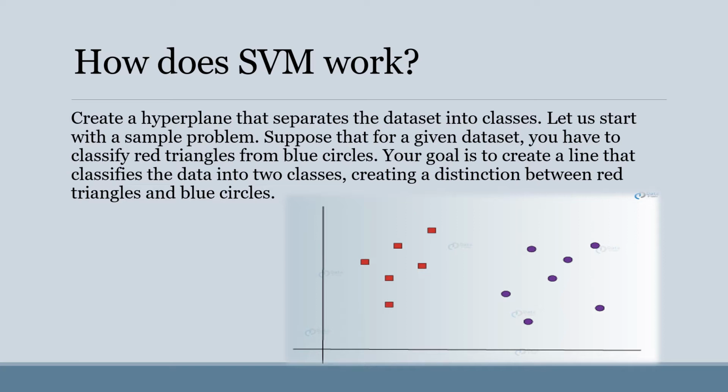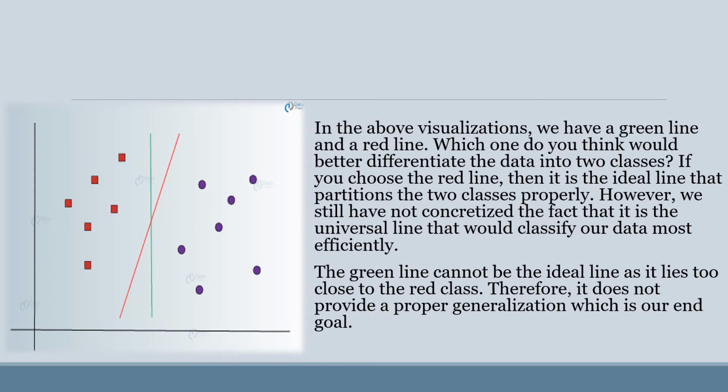Let us start with a sample problem. Suppose that for a given dataset, you have to classify rectangles from blue circles. Your goal is to create a line that classifies the data into two classes, creating a distinction between rectangles and blue circles. In the above visualization, we have a green line and a red line. Which one do you think would better differentiate the data into two classes? If you choose the red line, then it is the ideal line that partitions the two classes properly.